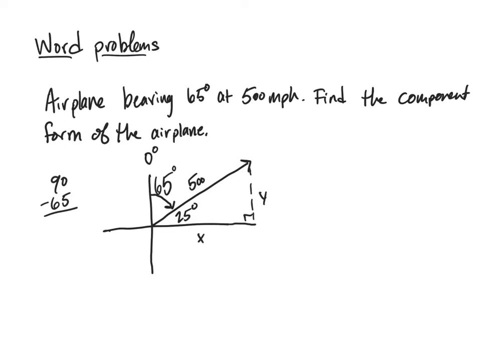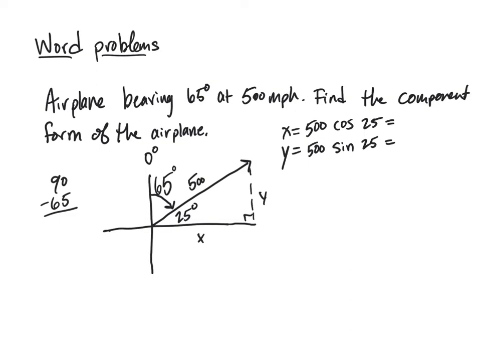So once I get here, it allows me to set it up. My x and my y values are going to be just like this. So x has to do with cosine. So we're going to say it's going to be 500 times the cosine of 25, and 500 times the sine of 25. This is going to give me the two components of the vector, so we can work it out this way.